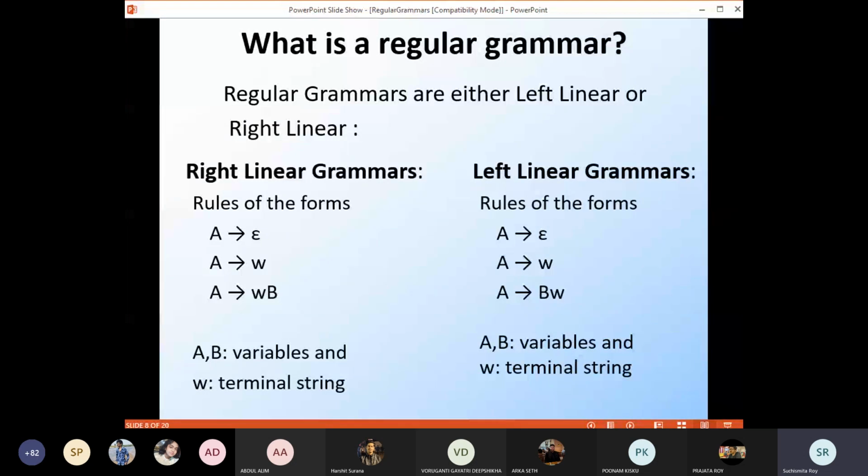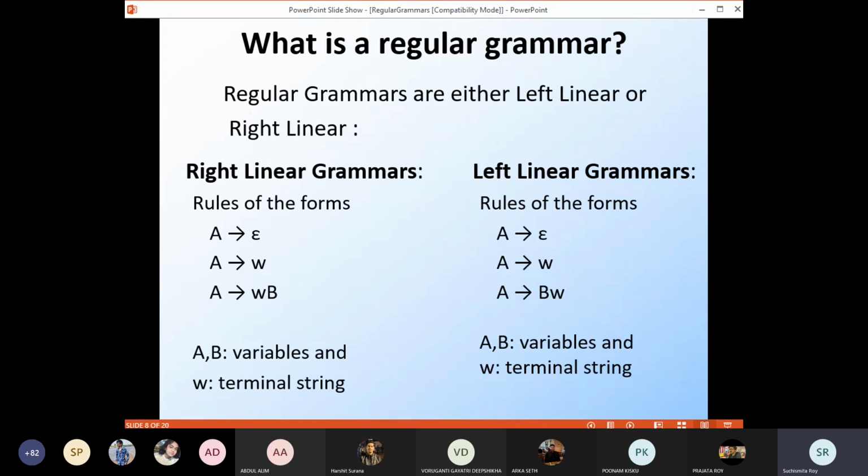So left linear grammars, how do we form the rules? The rules follow a particular structure. Of course, you can allow epsilon productions, and a single string W, a string of terminals. In some texts you will find they restrict it to a single terminal. It makes no difference. You can always derive it in that way also. It is either a single terminal or a terminal string, makes no difference. It's still a regular grammar.